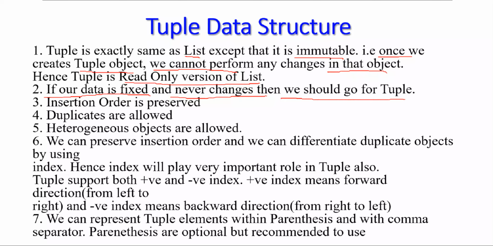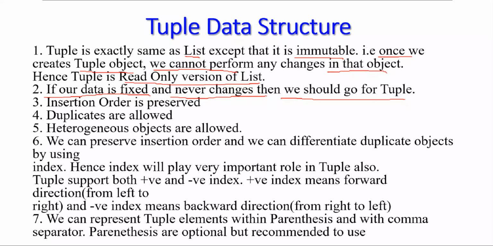Okay, so here tuple preserves the insertion order, tuple allows duplication, tuple allows heterogeneous objects like list. Like list it preserves insertion order, and also it allows duplicate elements and heterogeneous objects. But the thing is, once we have created the tuple, there is no chance of modifying the objects in the tuple. It is completely immutable.